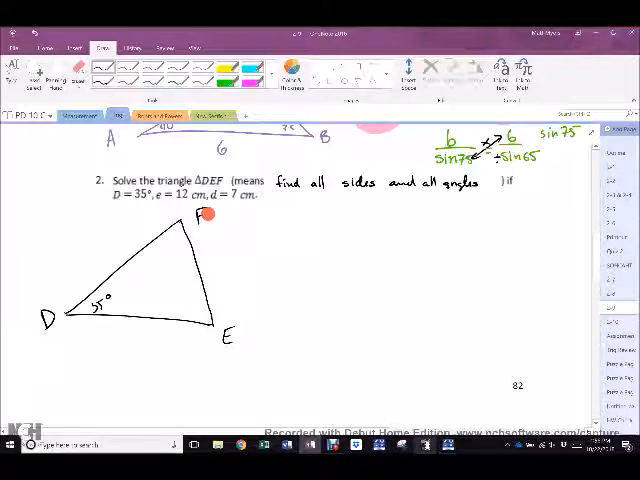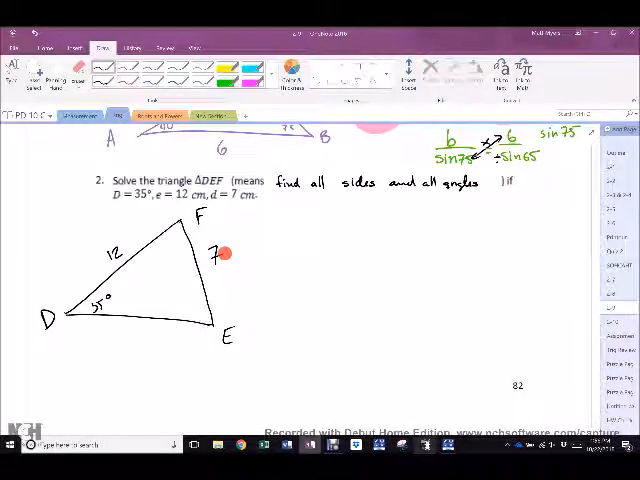What else do I know? Little e is what? Where's little e? Left to right or to bottom? There's 12. Where's little d? 7. To solve this, what do I need?